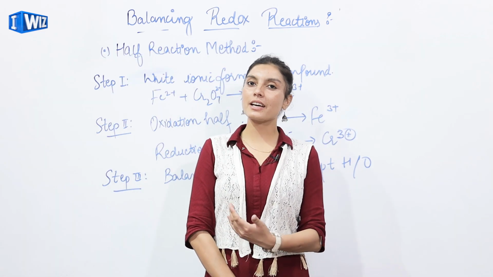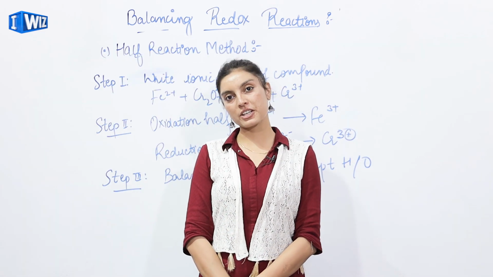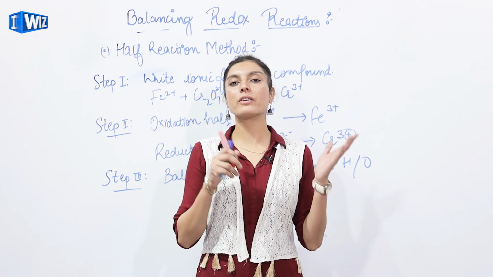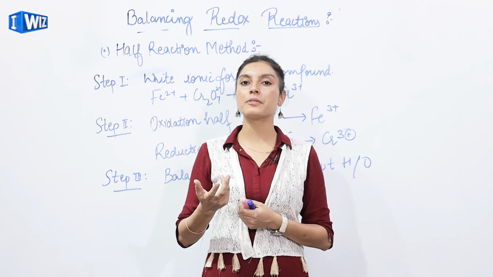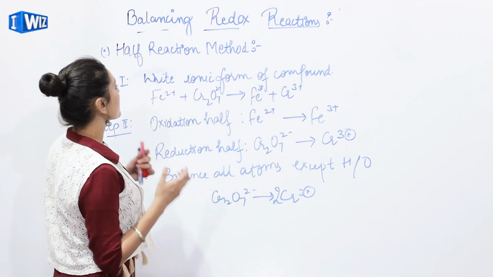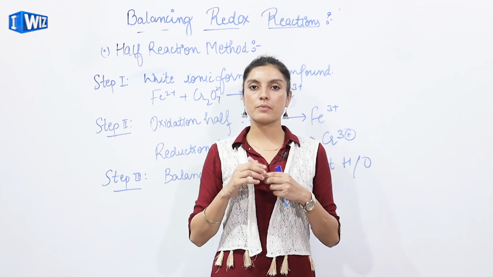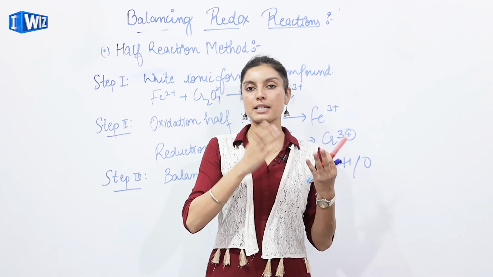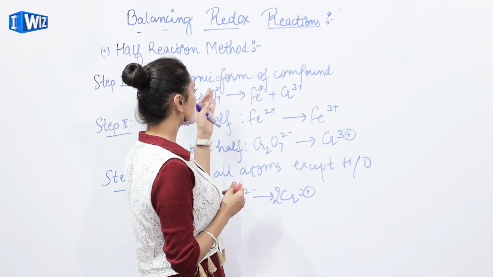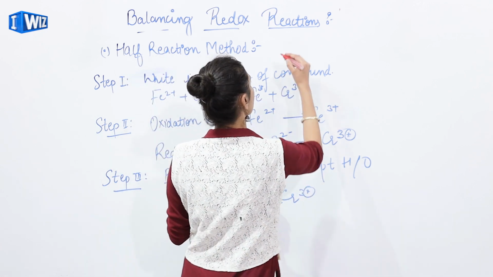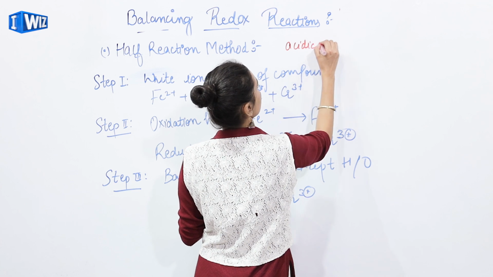We have with us another method, which is the half reaction method. The half reaction method, as the name says, we will carry out the reactions in 2 halves. Fine, so let's have a look. First of all, in the half reaction method, we have taken the iron ions that are being oxidized from ferrous to ferric in the presence of dichromate ions. And this reaction is again occurring in an acidic medium.